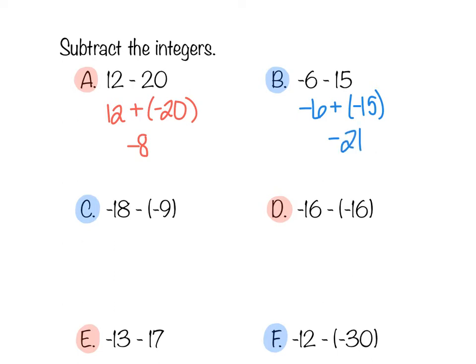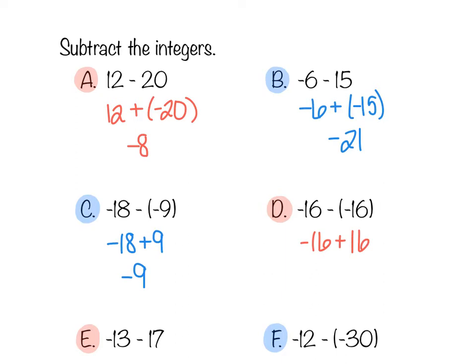In example C, we have negative 18 minus negative 9, which is the same as negative 18 plus positive 9. When you rewrite it this way, we have different signs, subtract, keep the sign of the larger number, then we'll be exact. Example D, we can rewrite that as negative 16 plus positive 6.